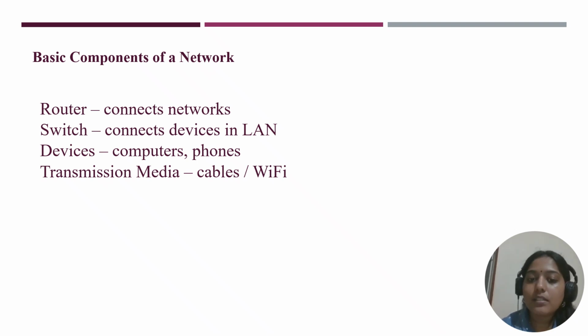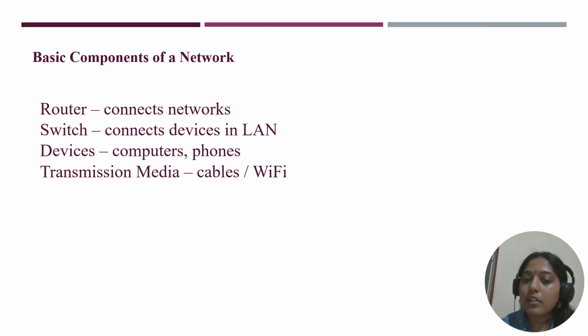The next is devices, which are the endpoints in a network. These include computers, laptops, mobile phones, and tablets. These devices send and receive data. For example, when you send a message, your phone is the sender and the other person's phone is the receiver. The last one is transmission media, which is like a path through which the data travels.